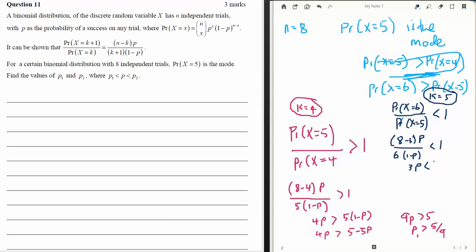3p is less than 6 minus 6p. 9p is less than 6. P is less than 6/9, or p is less than 2/3. Therefore, p2 equals 2/3 and p1 equals 5/9.